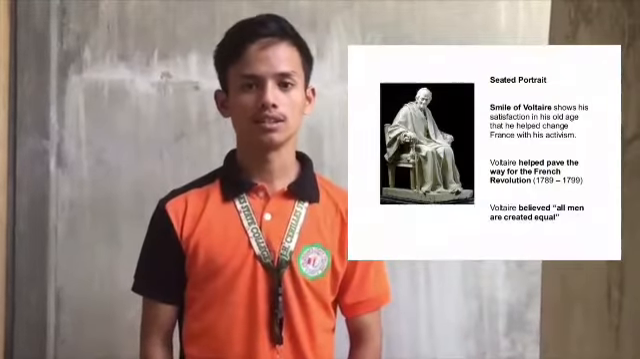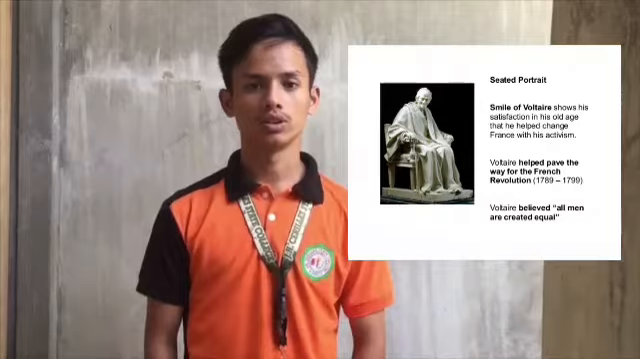The first art form that existed in the 18th century and Enlightenment was Voltaire Seated by Jean-Antoine Houdon in 1781. The smile of Voltaire shows his satisfaction in his old age that he helped change France with activism. Voltaire helped pave the way for the French Revolution in 1789.